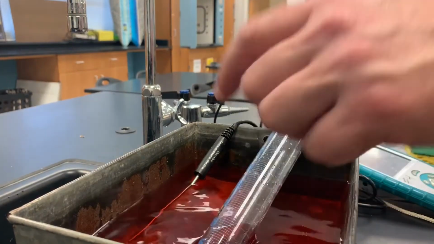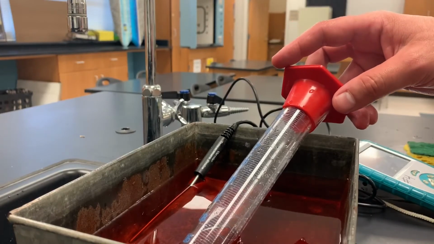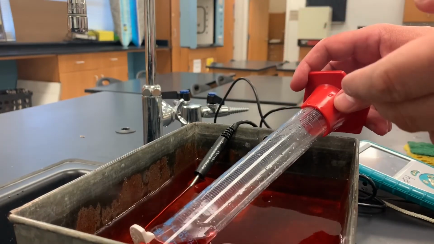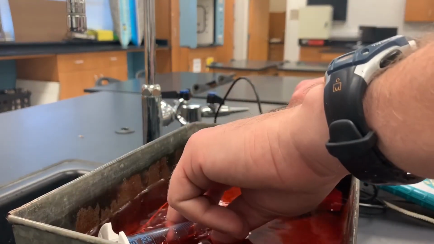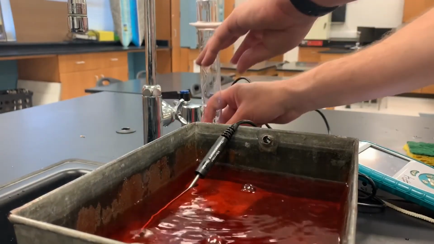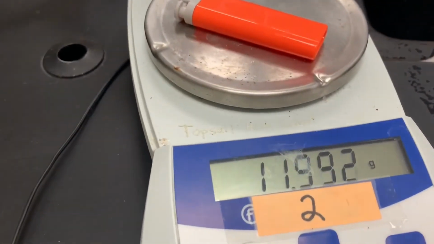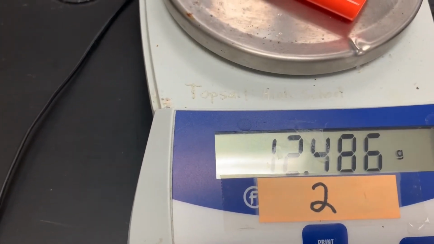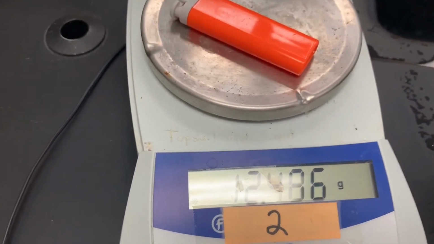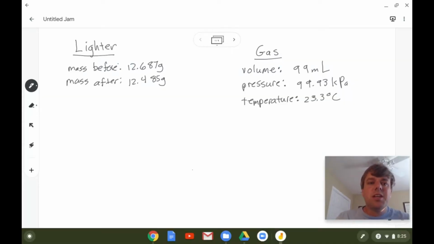Now I've collected the gas, so we know the volume of the gas, we know the temperature of the gas, we know the pressure of the gas. So with that, we can calculate moles. And then I'm going to let this gas go. We don't need it anymore. The only thing I've got left to do is dry off the lighter and see how much it weighs. Okay, I've dried off the lighter, and I'm weighing it now, and it weighs 12.485 grams.